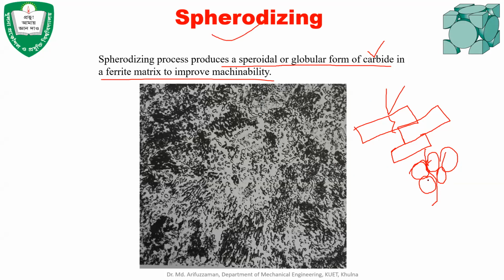That means the main purpose of producing spheroidite is spherical cementite particles. Spheroidizing has the main purpose to convert the elongated grains of iron carbide into circular grains or spherical grains, so that you can cut it very easily.